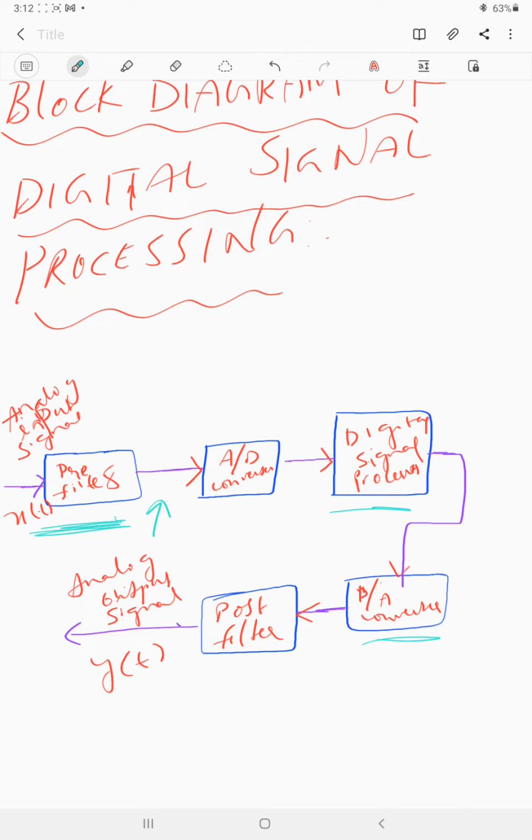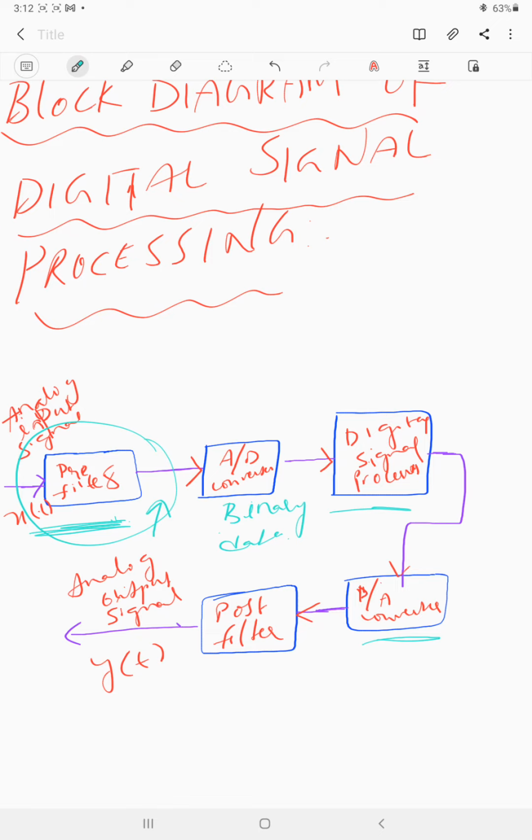It is very difficult to sample an analog signal because here we are attenuating all the frequency above the threshold level. Next stage is the analog to digital converter. It takes the analog signals and produces a stream of binary data.